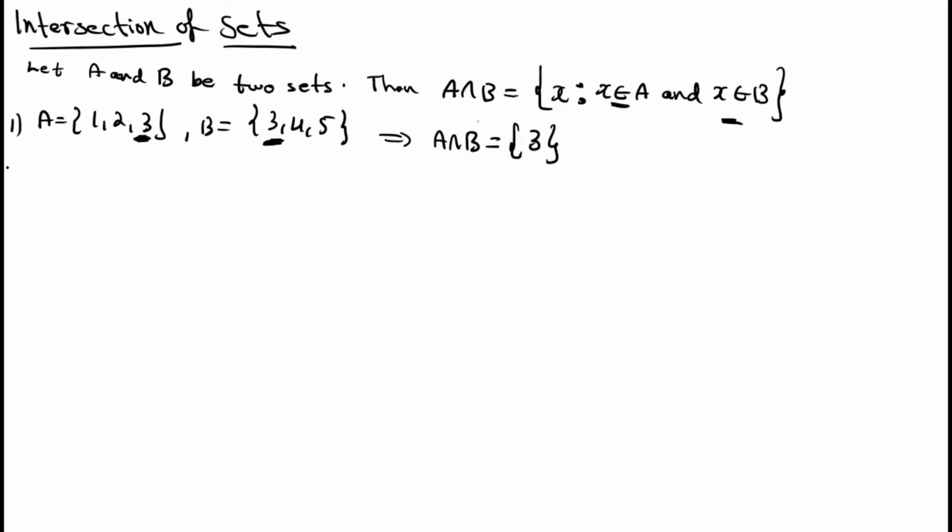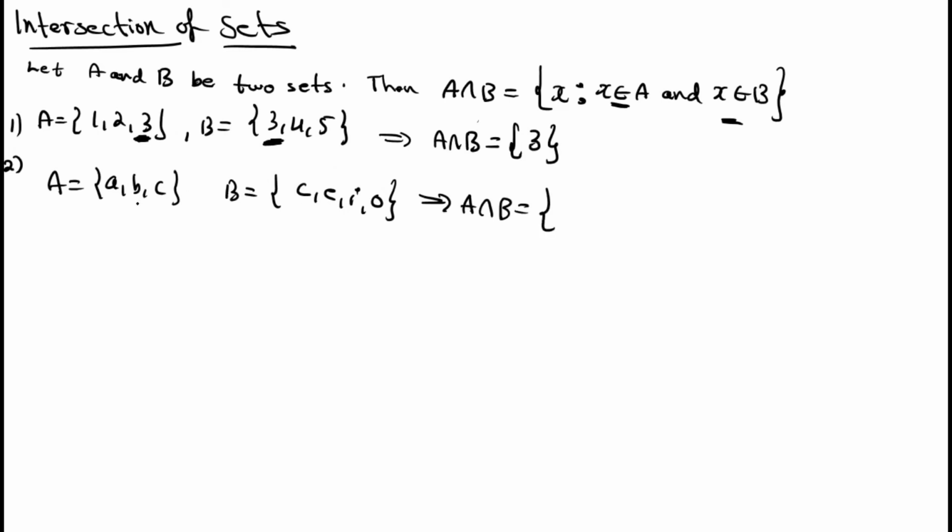Take the second example. A is equal to {A, B, C} and B is equal to {C, E, I, O}. Okay. What is A intersection B? A intersection B is equal to, find the common elements. A is not in B, B also is not in B, but C is there, right? One element C, right? That belongs to both A and B. Therefore, A intersection B is equal to set {C}. Clear how to write the intersection? Writing intersection means you are writing the common elements in both sets A and B. Okay.